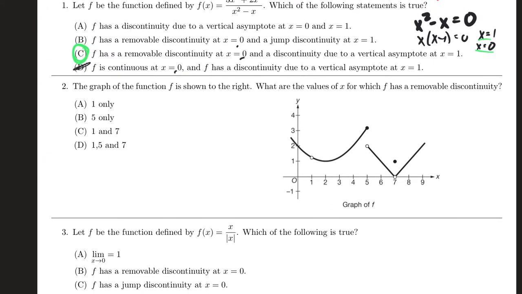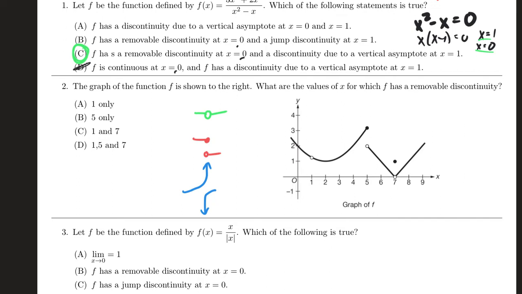All right, question 2. What are the values at which f has a removable discontinuity? So there are 3 different types of discontinuities. They're removable, where the limit exists. There's jump, where your function jumps from one thing to another, and there's asymptotes, where your function goes to infinity or maybe negative infinity. All right, so those are different types of discontinuities. We're just looking for removable ones here.